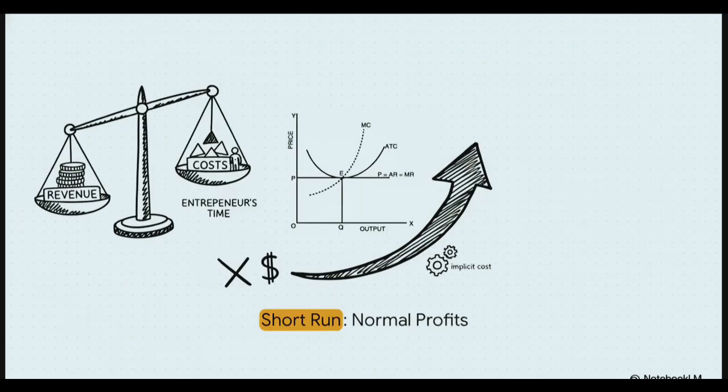Now let's contrast that with our next scenario. Here, the equilibrium is still right at E, where MC equals MR. But notice the U-shaped ATC curve this time around. It just perfectly grazes the horizontal price line at point E. Price exactly equals average total cost. In this scenario, the firm is only just covering all its costs, which actually includes the implicit cost of the entrepreneur's time. This means the firm is earning normal profits, or what we call zero economic profits.